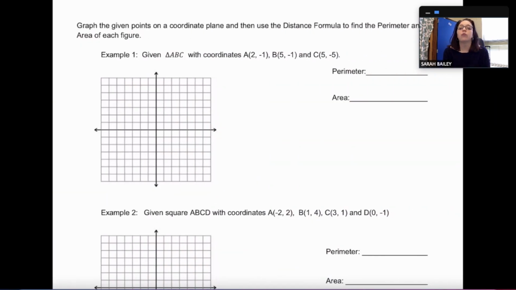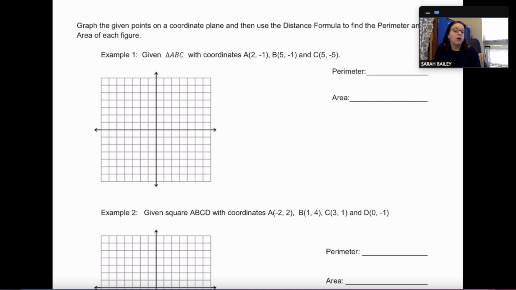All right, it says to graph the given points on a coordinate plane and then use the distance formula to find the perimeter and area. So we're using the distance formula if it's a diagonal length, right? The reason we're doing that is because the distance formula tells you the distance between 2 points, and it also would be giving you the side length. All right, so first it says given triangle ABC with coordinates A at (2, -1), B at (5, -1), and C at (5, -5).